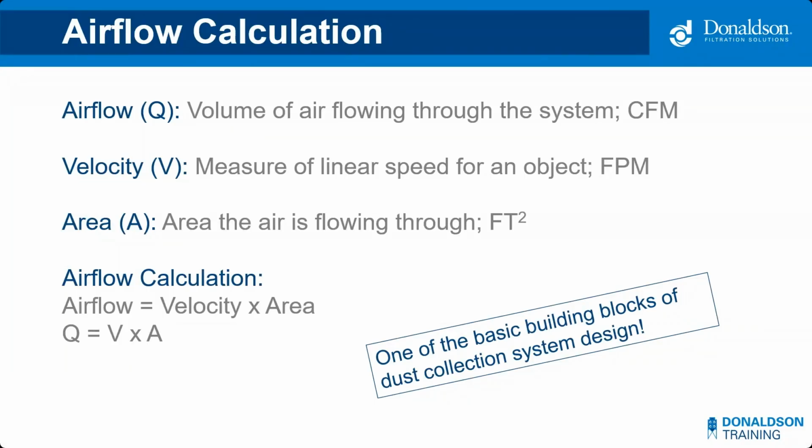And to get the airflow, we multiply the velocity of the air, which is the measure of linear speed for an object, by the area of the hood or duct that the air is flowing through. This formula is one of the basic building blocks of dust collection system design. We start with the pickup points and calculate using this formula to get the needed airflow of each pickup, and this will give us a total CFM needed for the system. This formula is also used when calculating the needed velocity within the ductwork. Throughout the design of a system, we refer to Q equals V times A over and over.